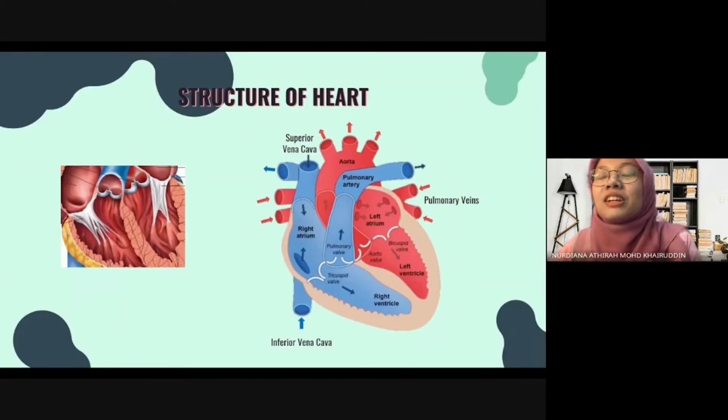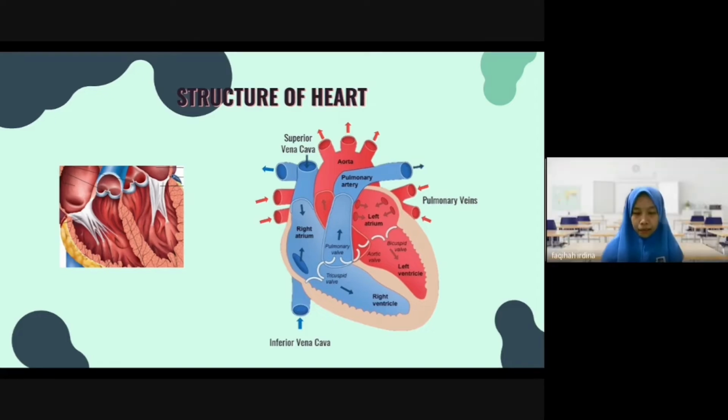So this is the structure of the heart. Basically, it will be opposite to us. So the left one is right, and the right one is left. So don't be confused.